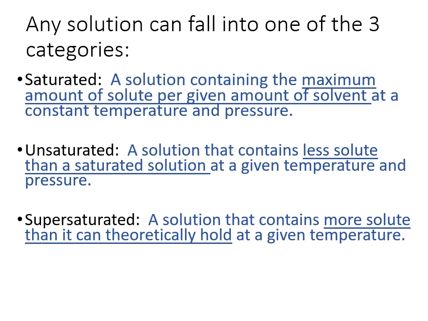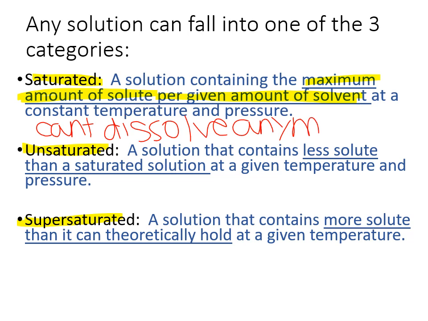So any solution can fall into one of three categories. It can be saturated, unsaturated, or supersaturated. A saturated solution is a solution that contains the maximum amount of solute per given amount of solvent at a constant temperature and pressure. It has the maximum amount dissolved. You can't dissolve any more in there. While an unsaturated solution is a solution that contains less solute than the saturated solution. So you can dissolve more in an unsaturated solution.